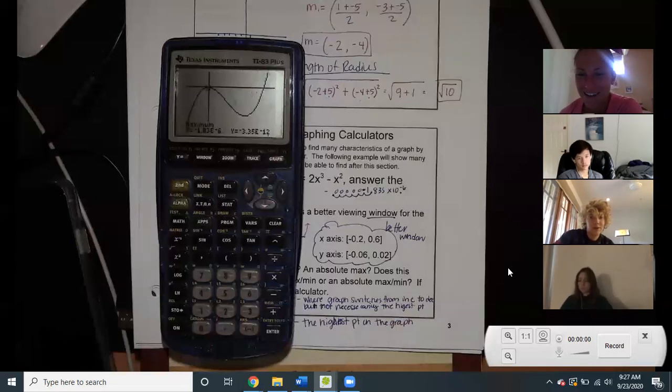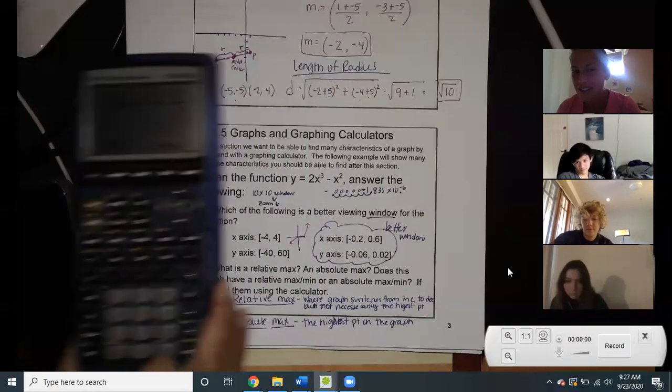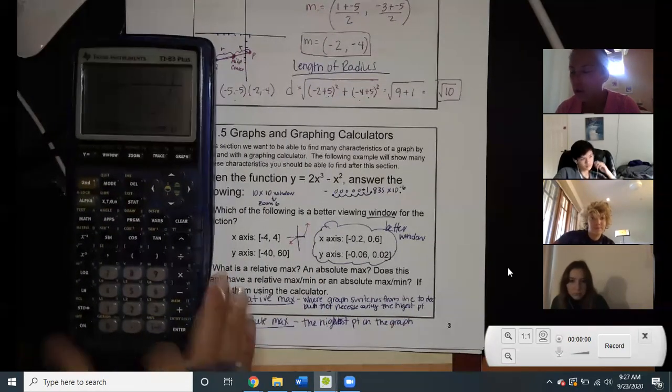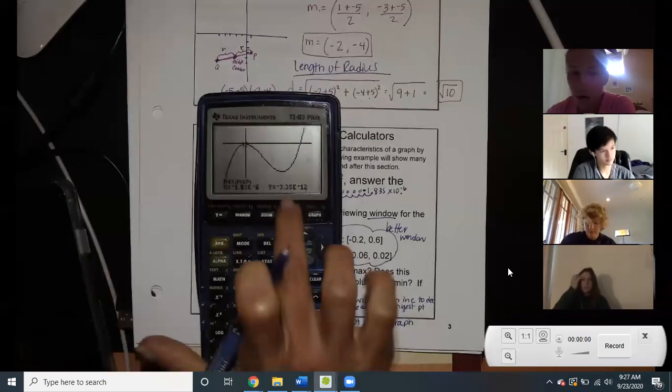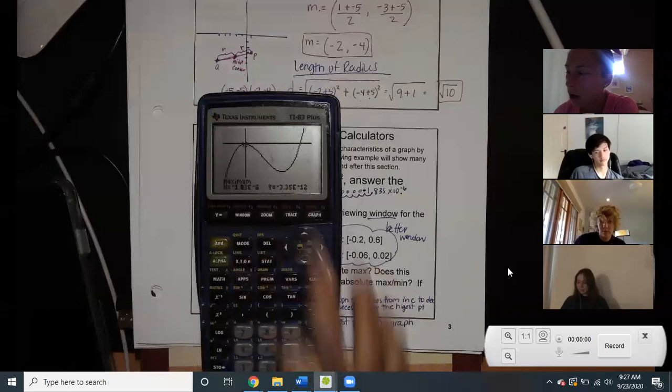Anybody? 0, yay, good job me. Okay, guys, 0. Do we understand why that's 0? Yes? Okay, so the relative max is going to be 0, 0, because this y coordinate I would do the exact same thing with, okay?